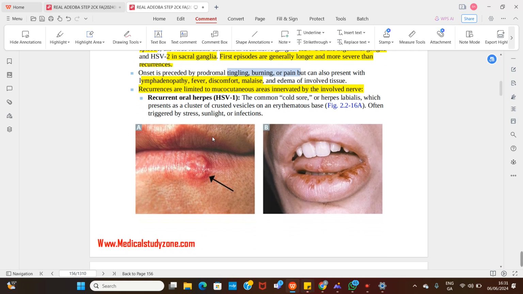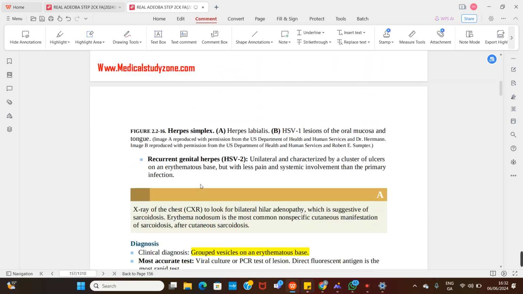So what is the presentation when there is recurrence of HSV type 1 causing oral herpes? How does it recur? It leads to the formation of cold sores, which you have explained, right? You just see the crusted vesicles with an erythematous base, and it's usually triggered by stress, by infections, by sunlight exposure, right? So this is an example of the cold sores or herpes labialis, and it is a manifestation of recurrent herpes infection. We have said that so many times. Please do not forget that.